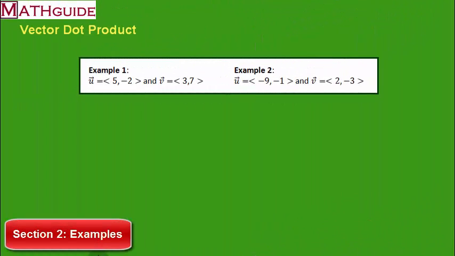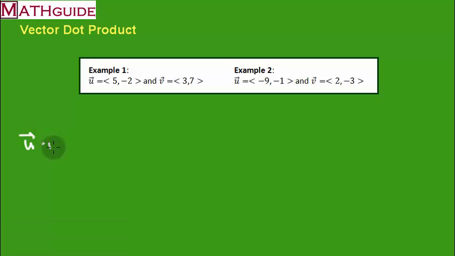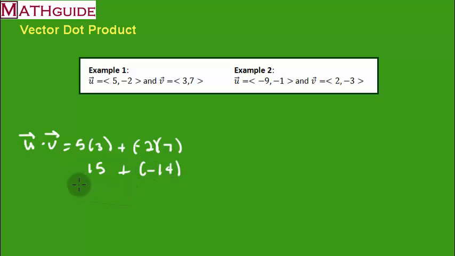So let's calculate the dot product with these two examples. So for example 1, we're going to find the dot product of u and v. So I'm going to multiply the horizontal components, 5 and 3. I'm going to multiply the vertical components, -2 and 7. And of course, I'm going to find the sum of those products. So here I'm going to get 15. Here I'm going to get -14. So that has a dot product that's equal to 1.